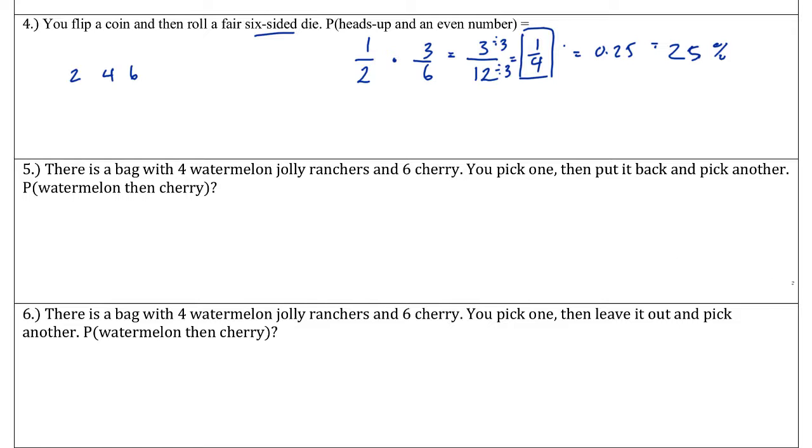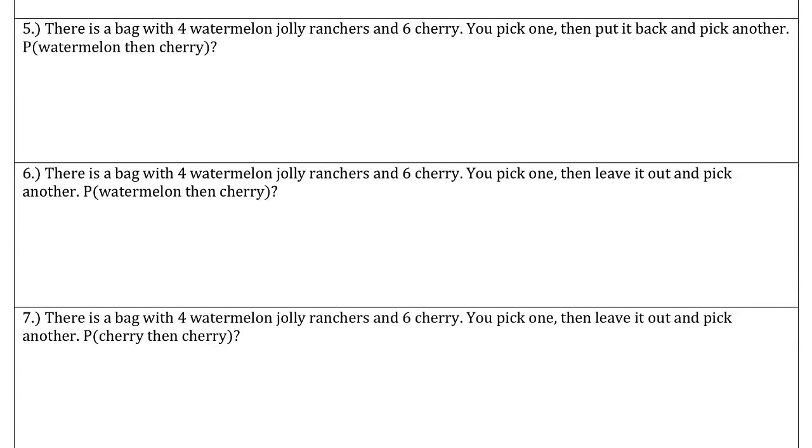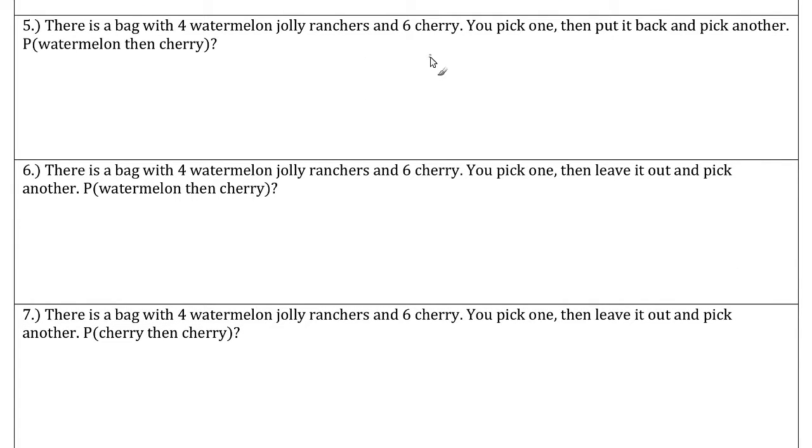All right, we have a bag with 4 watermelon Jolly Ranchers and 6 cherry. You pick one, you put it back, and you pick another. So what's the probability you get a watermelon and then a cherry? Watermelon, so there's 4 watermelon out of a combined 10, right?